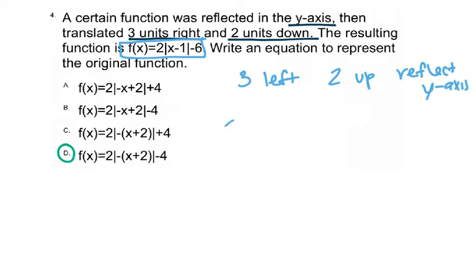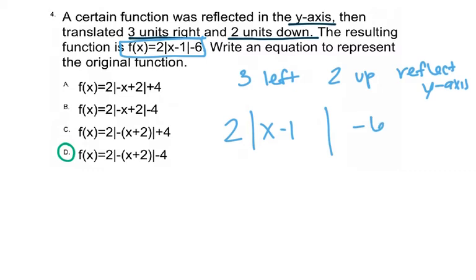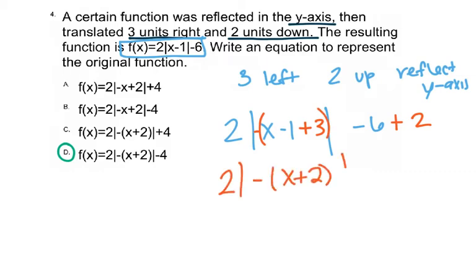Okay, so if we had this original one, if we want to move it to the left 3 units, we would add 3. If we want to move it up, we would add 2. Alright, and then if we want to reflect it across the y-axis, we would put the negative in front of the x. So that's how I get this. X plus 2 minus 4. Or we could have just grabbed the answer choices and just matched up which one actually did the right thing.